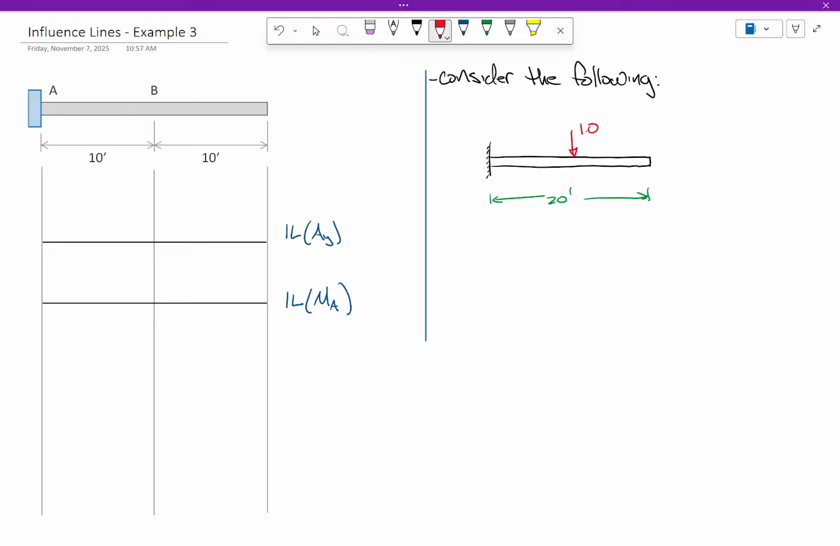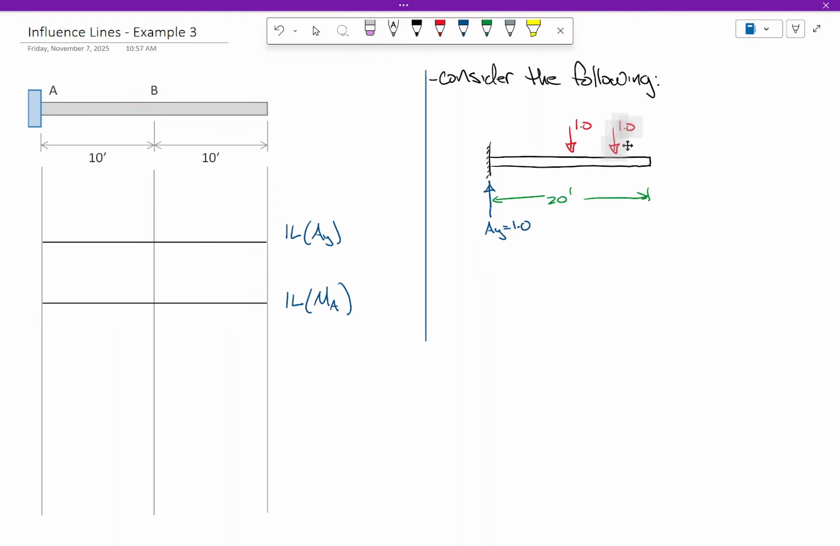Let me ask you a question. What is the vertical reaction right here? What is AY? What is it? 1. 1. But does it matter where I put it? All right, let's investigate what Mr. Cartwright's saying, okay? Let me move this up a little bit. Okay, so Mr. Cartwright is saying this right here is 1.0. Let me ask you a question.